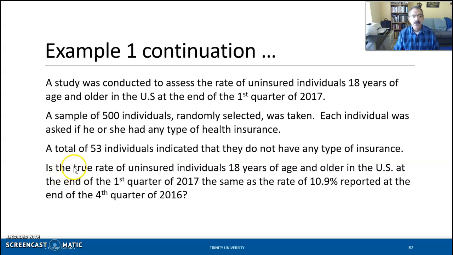And the question is, is the true rate of uninsured individuals 18 years of age and older in the U.S. at the end of the first quarter of 2017 the same as the rate of 10.9% reported at the end of the fourth quarter of 2016? Now in here we want to see if these two rates are the same. We're going to calculate the confidence interval for the new set of data and see how that compares to the last rate of uninsured that was reported.